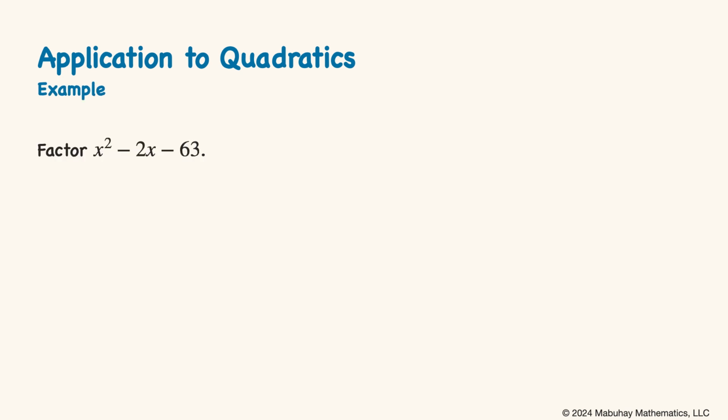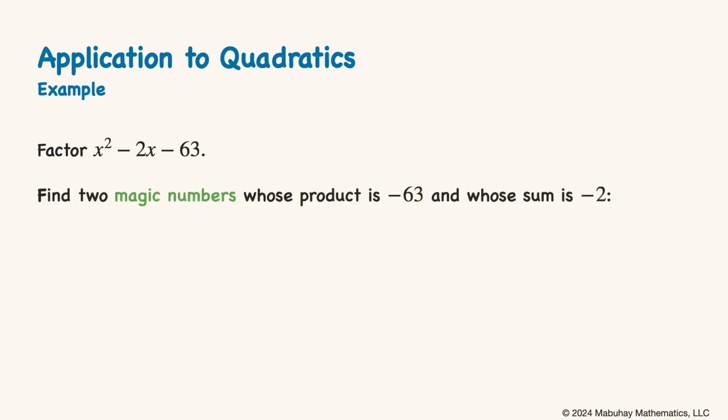Okay, so say we want to factor x squared minus 2x minus 63. The first step is going to be to find a pair of magic numbers whose product matches the product of the leading coefficient times the constant term. In this case, that's going to be 1 times negative 63, or just negative 63. And then the same two magic numbers should add together to give us the coefficient of the linear term, which in this case is negative 2.